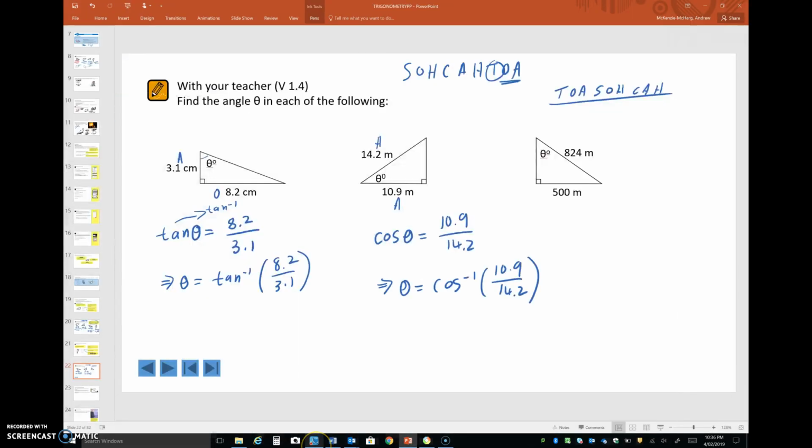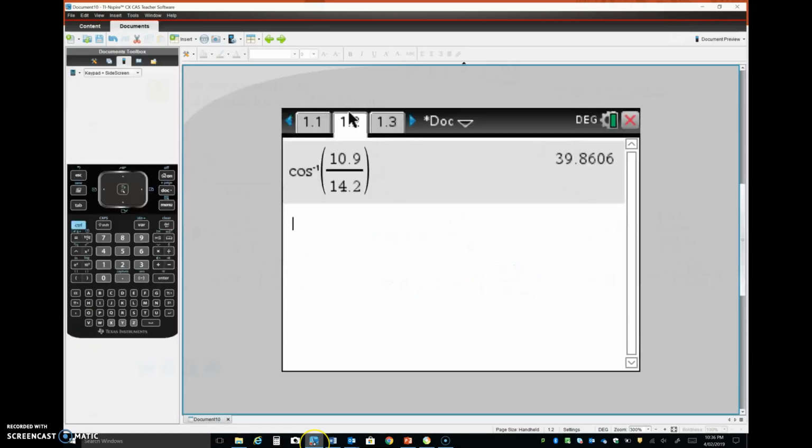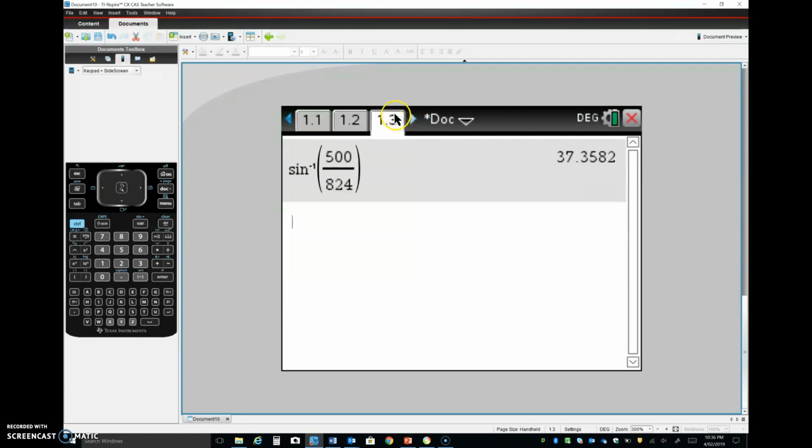Okay, last one. The opposite side and the hypotenuse are involved here. That means we're going to do sine. 500 on 824. So theta is the inverse sine of those. And you should get that number there, 37.3582.